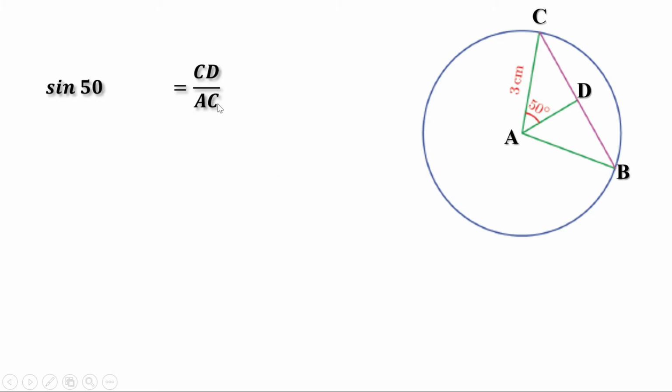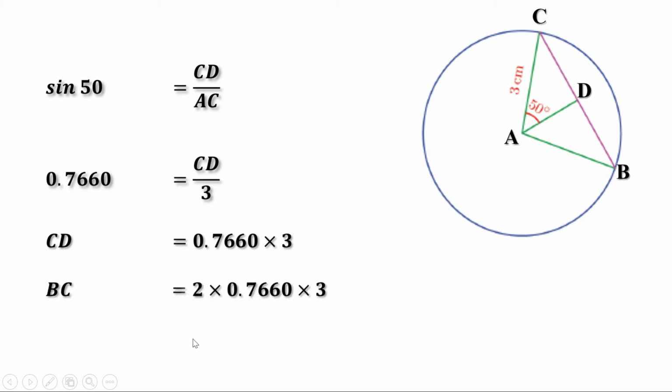Now AC is 3 centimeters and the value of sine 50 is 0.7660. Replacing the values, we can write 0.7660 equal to CD by 3. Taking 3 on the other side, we can write CD equal to 0.7660 into 3. CD is only half the chord. The chord is BC. To find the length of BC, we have to double CD. That is BC equal to 2 into 0.7660 into 3, and that is equal to 4.596 centimeters.